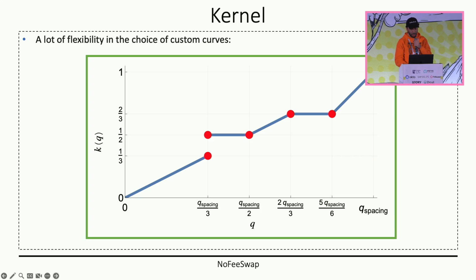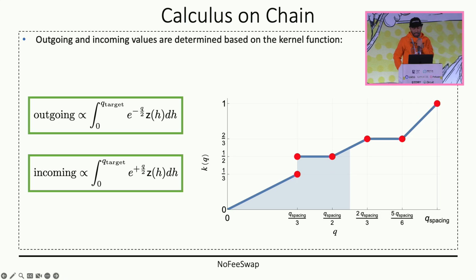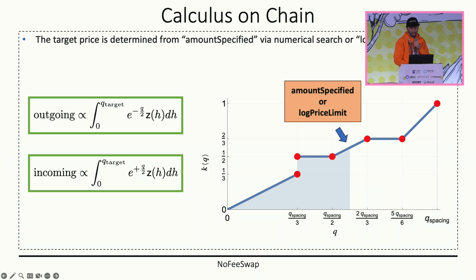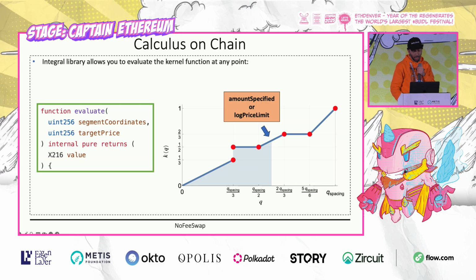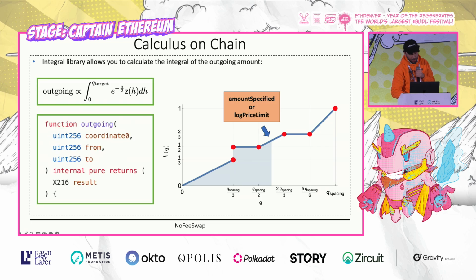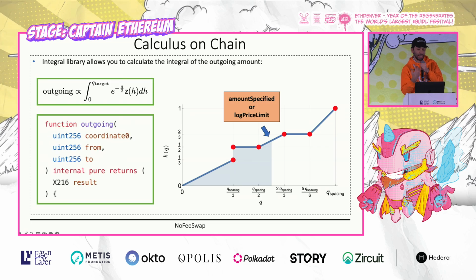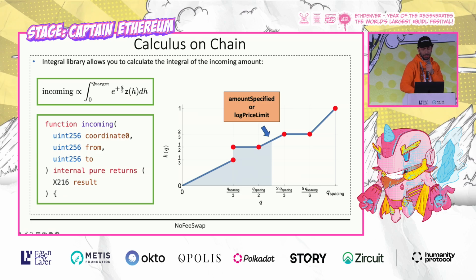Then, when somebody does a swap, the protocol jumps on different pieces of this kernel function and calculates the outgoing and incoming amounts. That happens in the integral library, which calculates the integral of your distribution function from the current price to the target price, which is determined based on either the amount specified or the logarithmic price limits. We have a function in the integral library which evaluates the value of this diagram at a specific point. There is another function which calculates the integral for the outgoing amount, and there is another function which calculates the integral for the incoming amount.